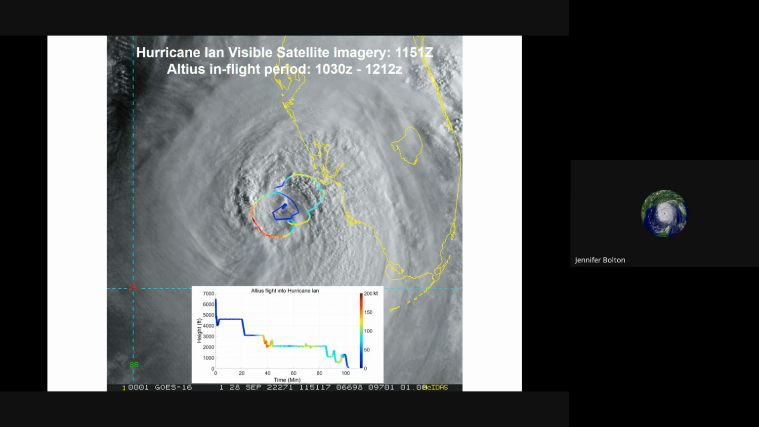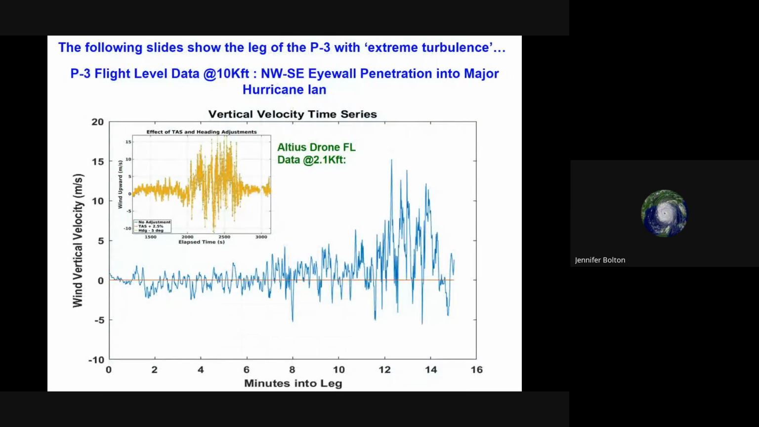Next slide, please. So this is vertical velocity. The inset is from the drone, which shows about plus 15, minus 10 meters per second, and similar to what we saw at the extremes from the plane itself, from the P3 itself.